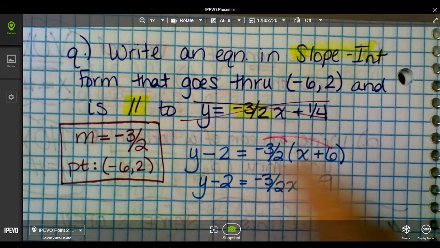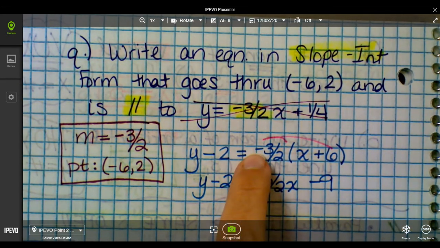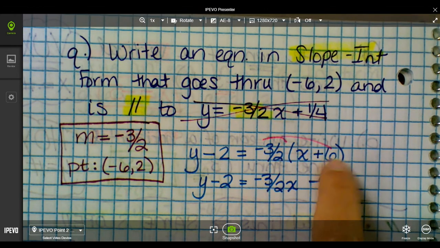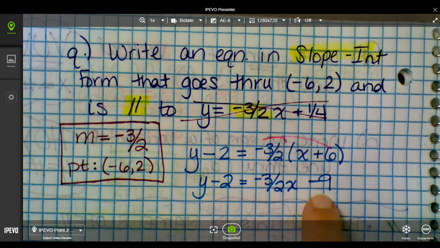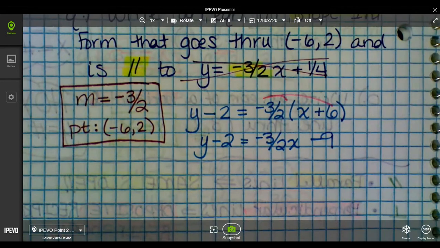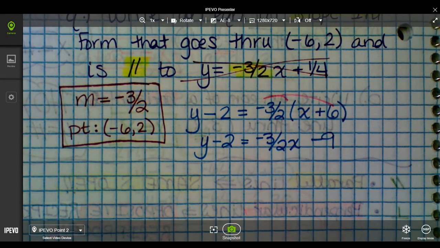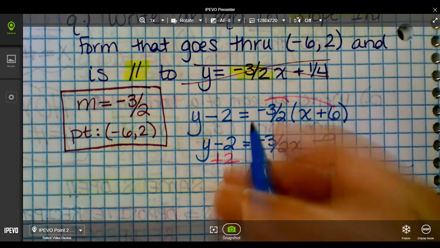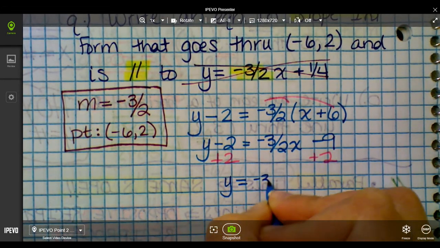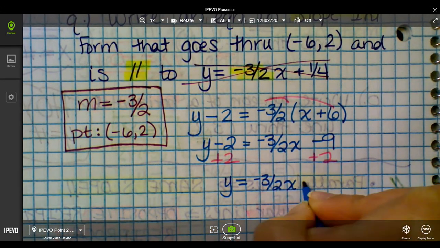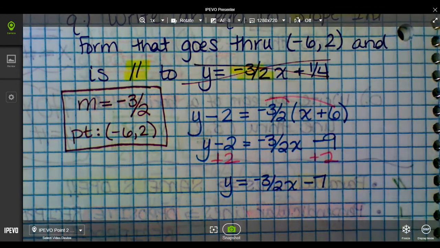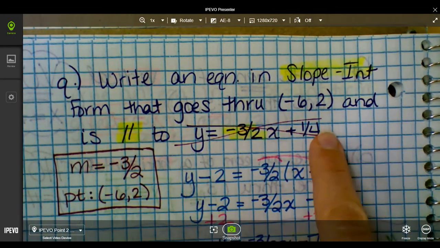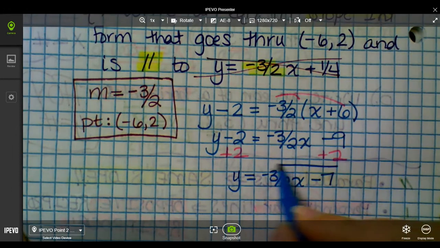All right, so again, I always like taking that step. You can just multiply -3 times 6 is -18, and -18 divided by 2, you're still going to get -9. It just takes you a teeny bit longer, but whichever way makes more sense to you. Then I'm going to add the 2. y equals -3/2 x minus 7. And again, what form am I supposed to get in? Slope-intercept. That means I am done.